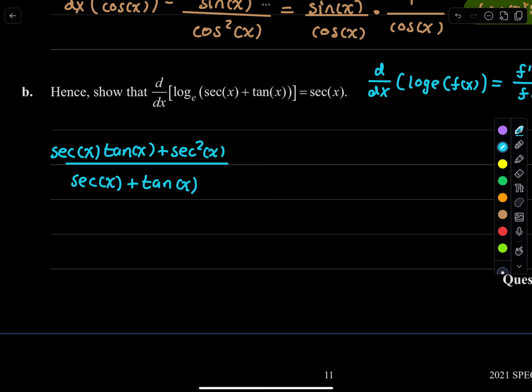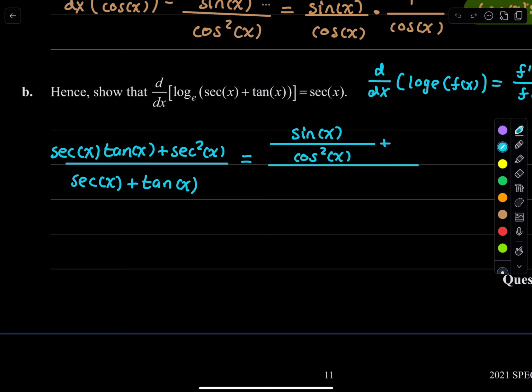There it is. We're trying to show that it's equal to secant x, so we're going to break it apart. Secant is just 1 over cos, so 1 over cosine x times tan x, which is sine x over cos x. I'm just breaking it all apart. Before we continue, multiply these two: the top part is going to be sine x, and cos x times cos x is cos squared x. So we're just simplifying this.